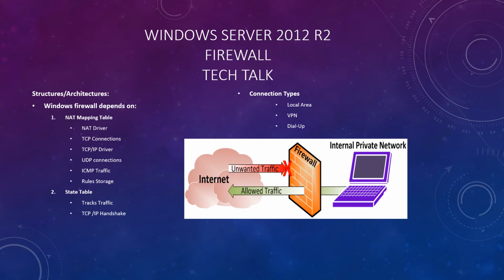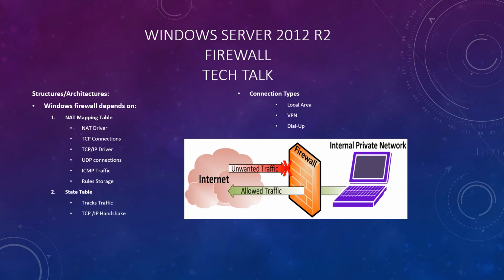Windows Firewall's architecture depends on the NAT mapping table and the state table. The NAT mapping table is managed by the NAT driver, and it keeps track of all information passing throughout the network. It contains TCP connections, TCP/IP driver, UDP connections, and ICMP traffic, for both v4 and v6. And it is also a storage spot for the rules that you actually set up for the firewall.